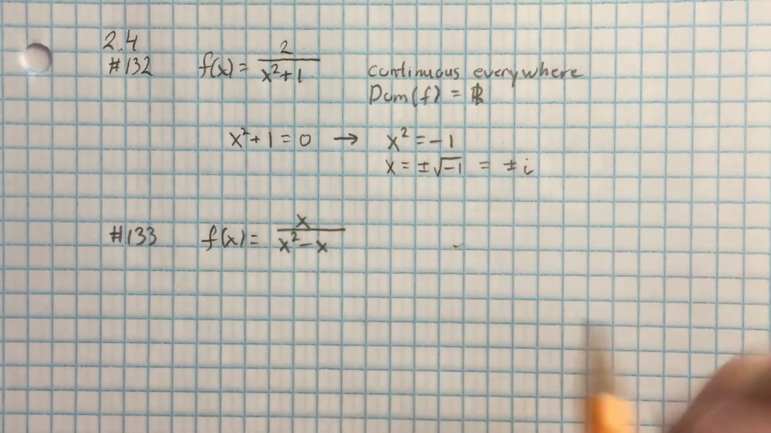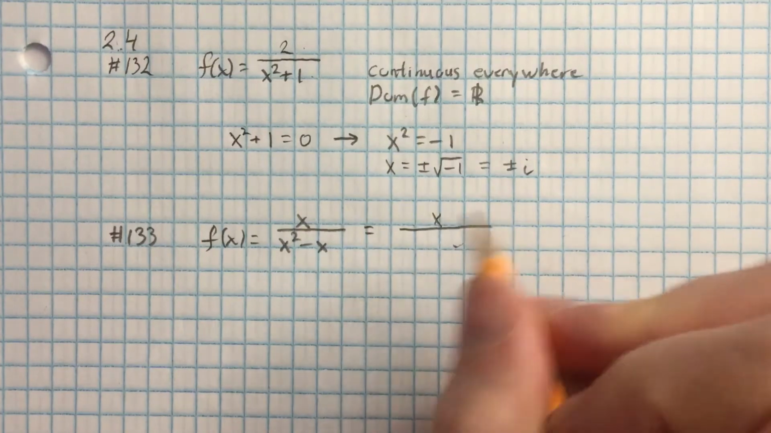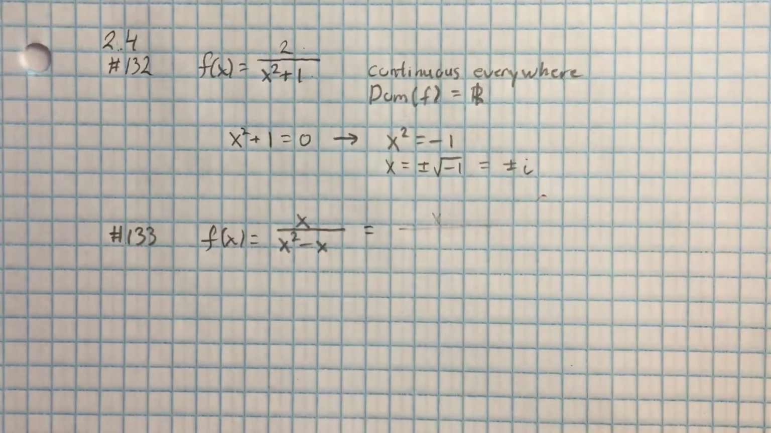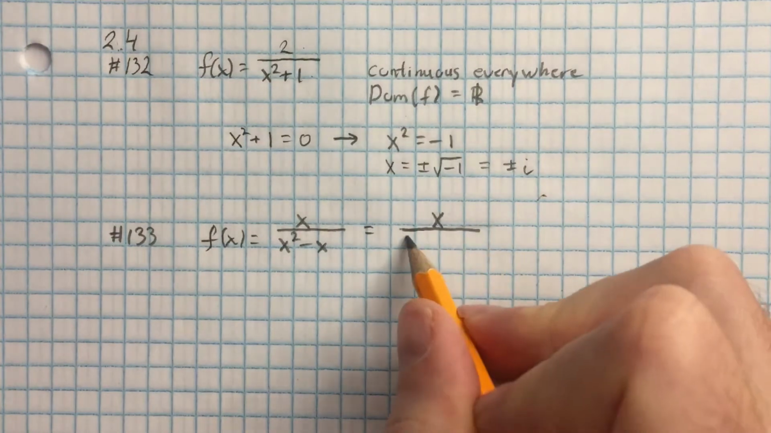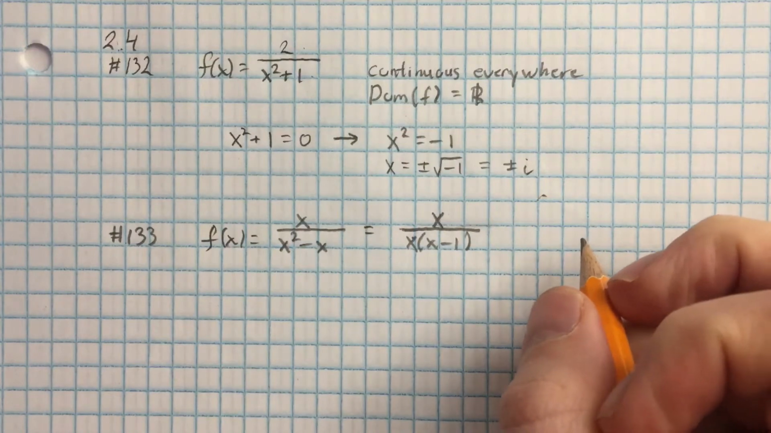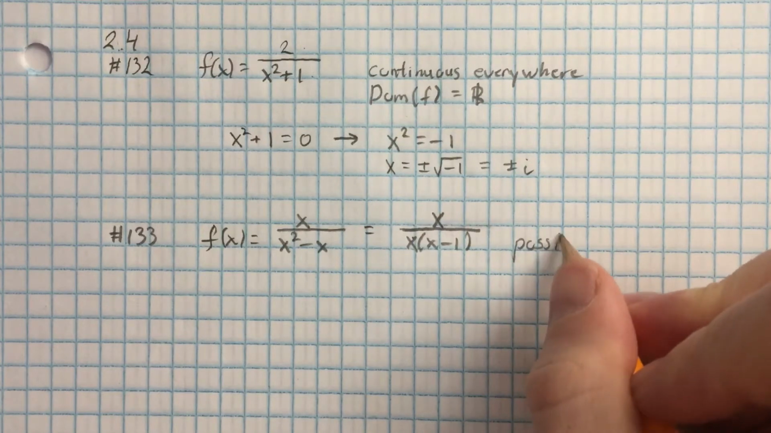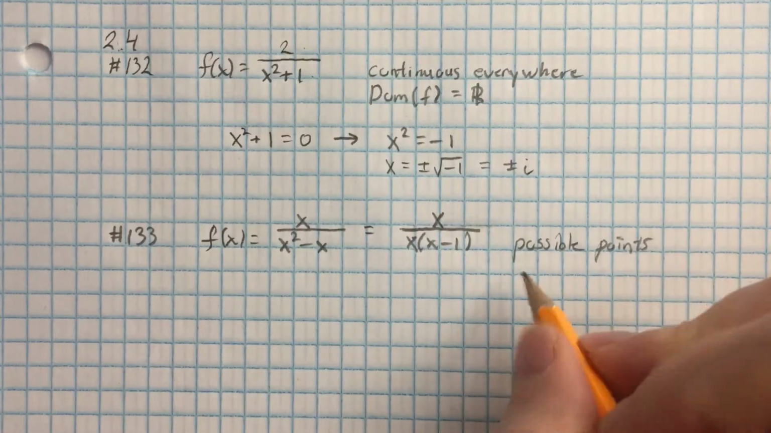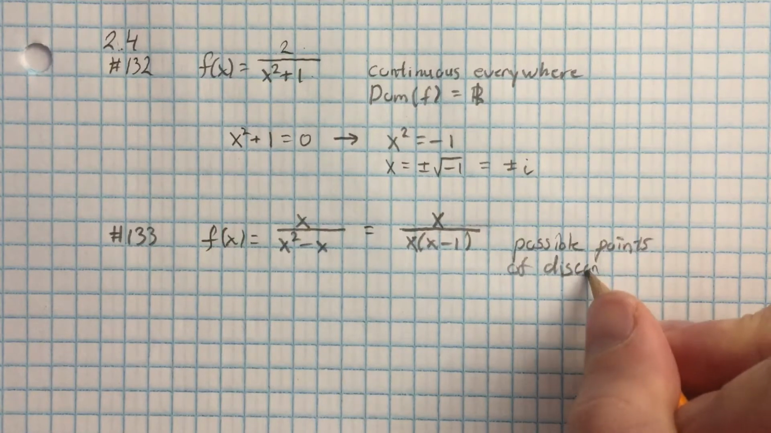If we factor the denominator to start looking for problem spots for this function, you get x times x minus 1. So we see the two problem locations, possible points of discontinuity, will be at 0 and 1 respectively for these two factors.